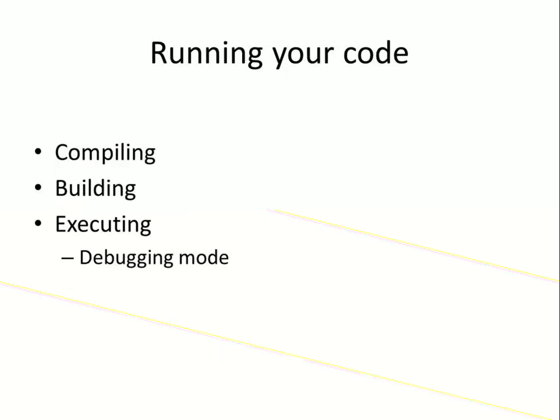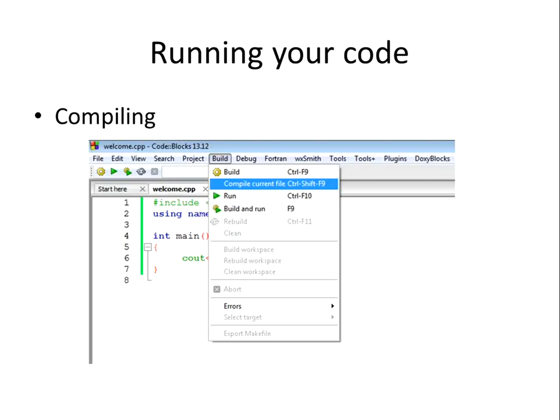Running your code, you have compiler, building, and execution or debugging. In Code::Blocks, as I have mentioned, Code::Blocks is one IDE. There are different kinds of IDEs for different languages. For instance, Visual Studio is one of the most popular IDEs, an integrated development environment. You can write code in C#, F#, C++, and Java in Visual Studio.